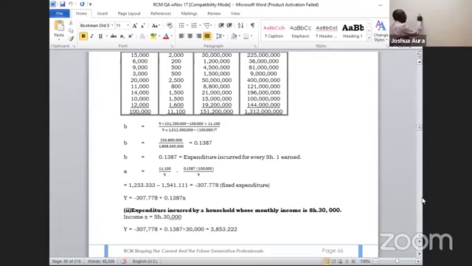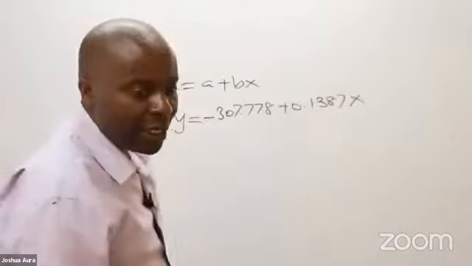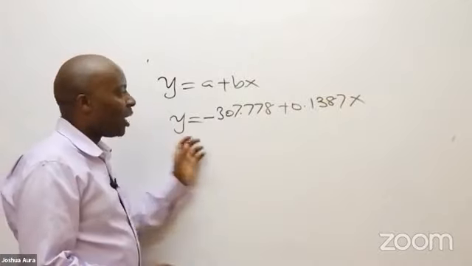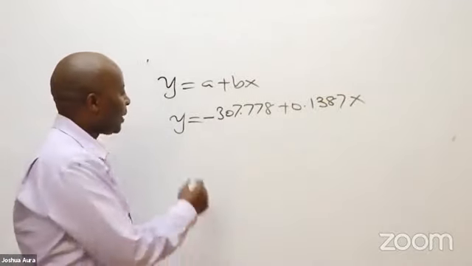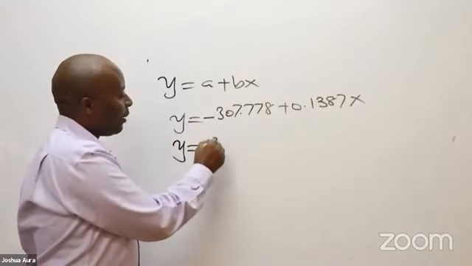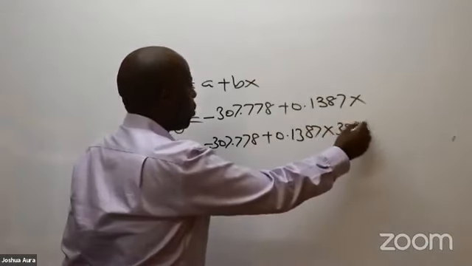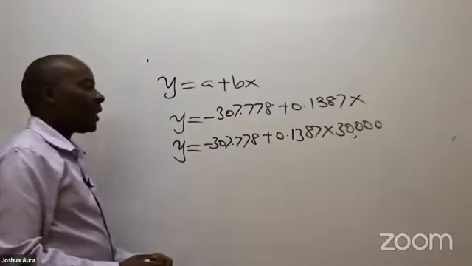I have my y equals a plus bx. My y will be equal to a, which is minus 307.778 plus 0.1387x. And remember that x is the income, and the income is the one they have given us, an income of 30,000. So basically they want us to give them our expenditure when the income is 30,000. So therefore our y will be minus 307.778 plus 0.1387 times our x, which is 30,000, like that.